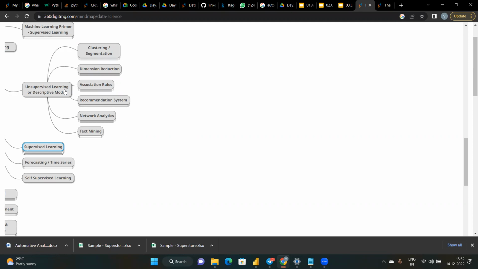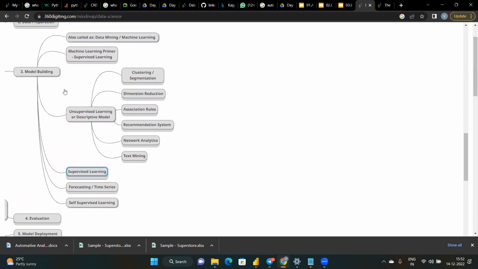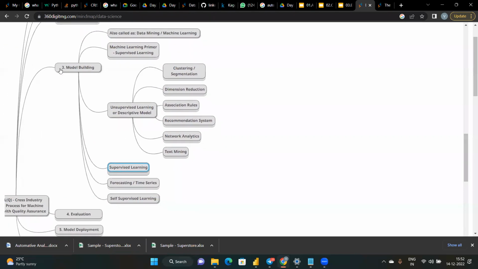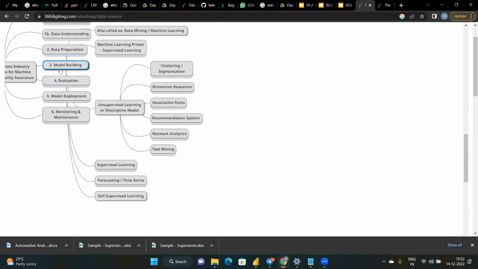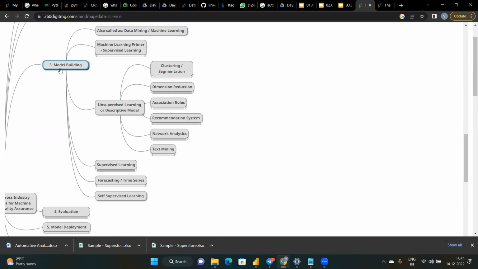So guys, I hope you have understood what is meant by supervised learning and unsupervised learning. In model building, we'll be having these types of things. We have seen the difference between them. Supervised learning is going to contain a labeled data set. If you ask me, can you give me the difference between supervised learning and unsupervised learning?